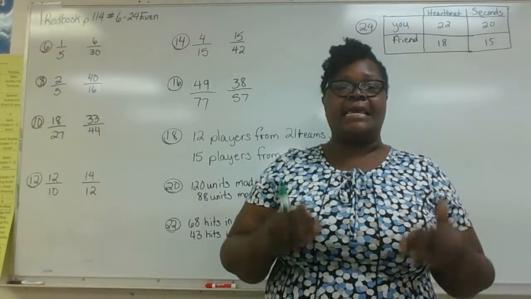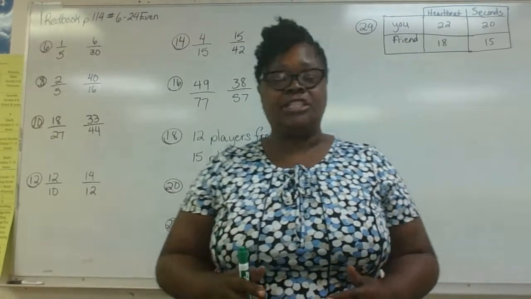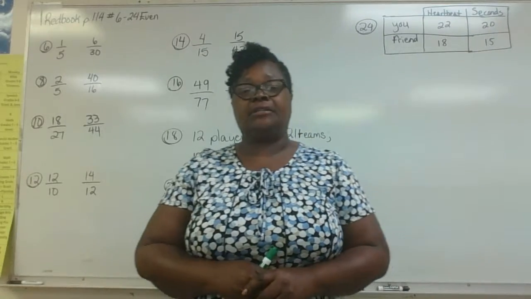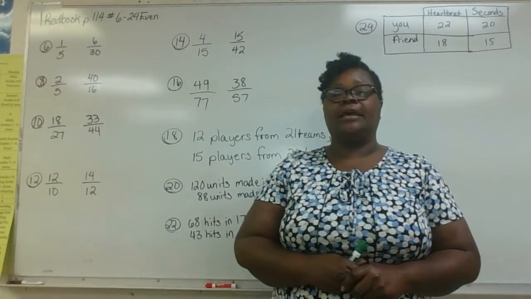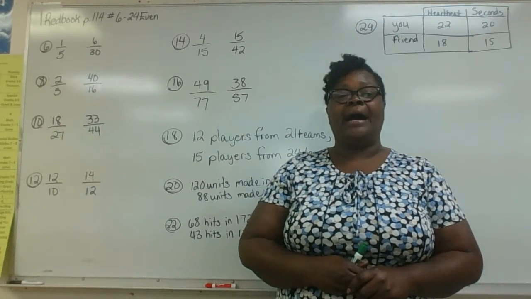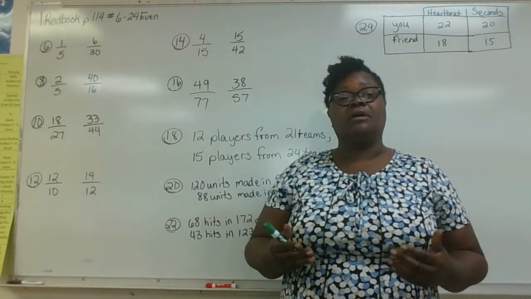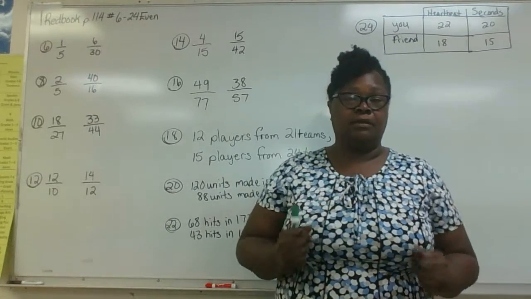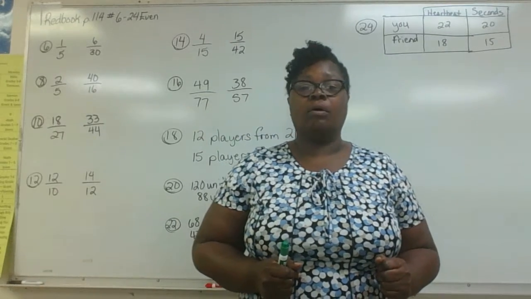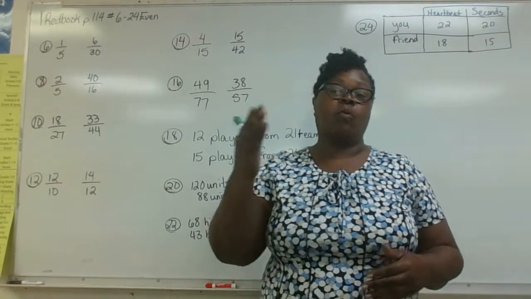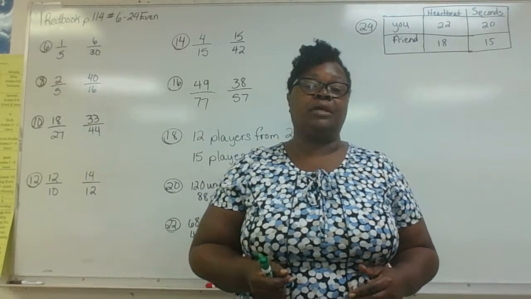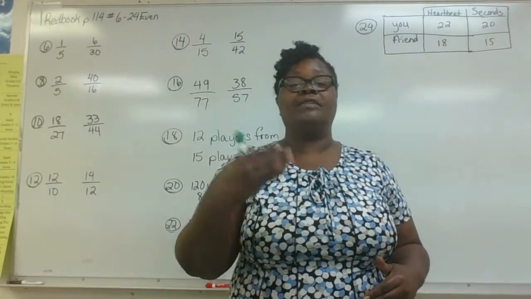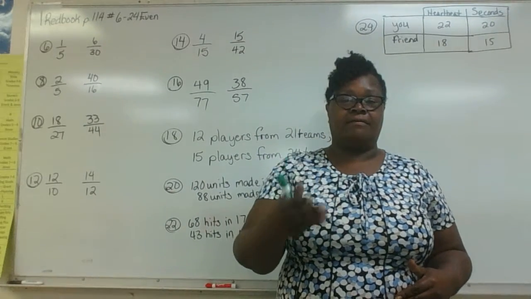We want to see if the two ratios are equivalent. There are two ways we can make that determination. We can compare whether or not the proportion's cross products are equal, or we can see if one ratio can be converted to the other ratio by multiplying or dividing by the same factor.